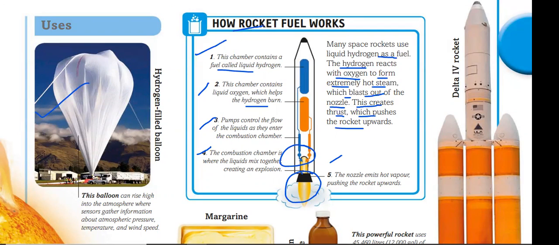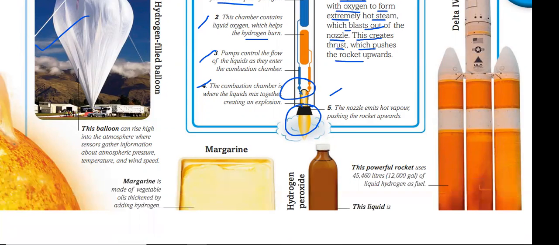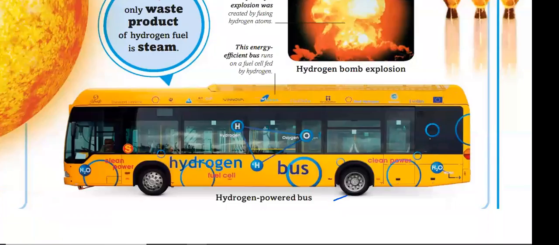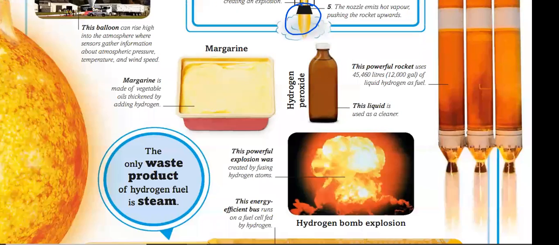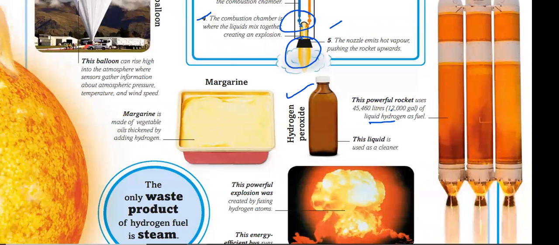And another one here, if you see directly in one picture, there is a Delta IV rocket. Here also it is mentioned about hydrogen's importance. Another important thing is hydrogen peroxide, which is also an important compound of hydrogen. It's a powerful rocket fuel, which uses 45,460 liters, that is equal to 12,000 gallons, of liquid hydrogen as fuel. So in this kind of rocket, we have hydrogen as a liquid fuel.